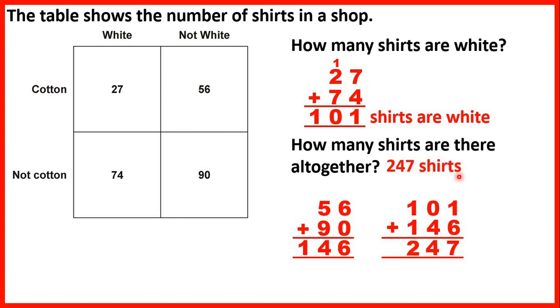And that means that we have 247 shirts altogether. Now we could do one long column addition and just work out 27 plus 74 plus 56 plus 90. But because we'd already found the number of white shirts, the easiest way to find the total number of shirts was to find the total that are not white and then add the total number of white and not white shirts.